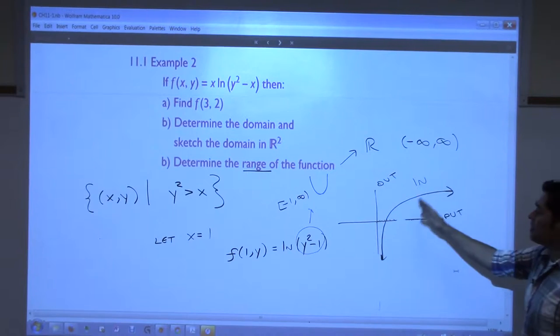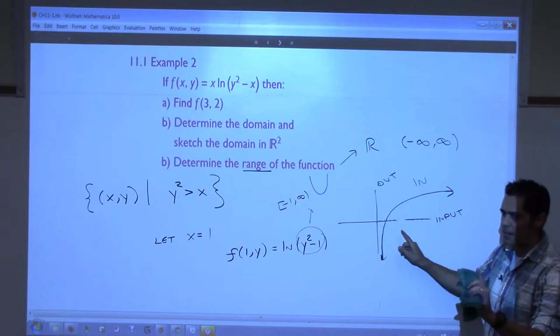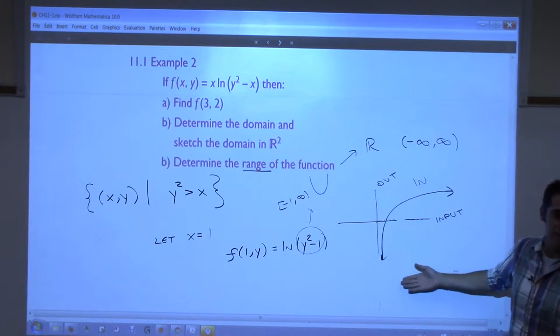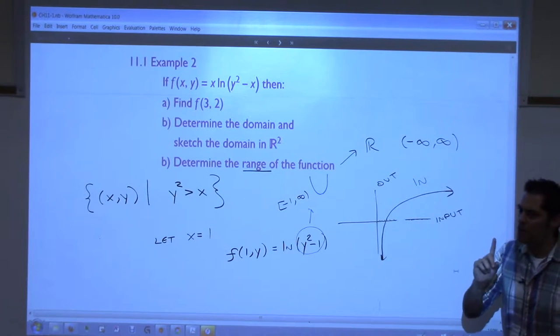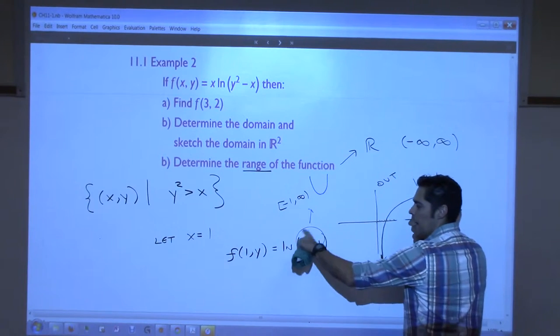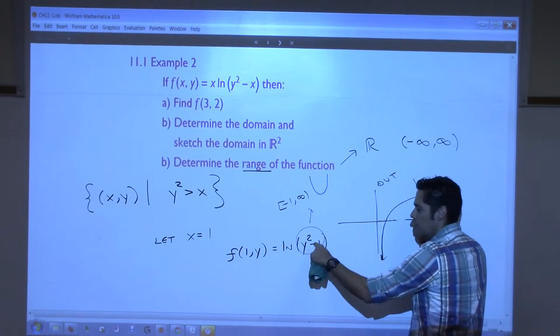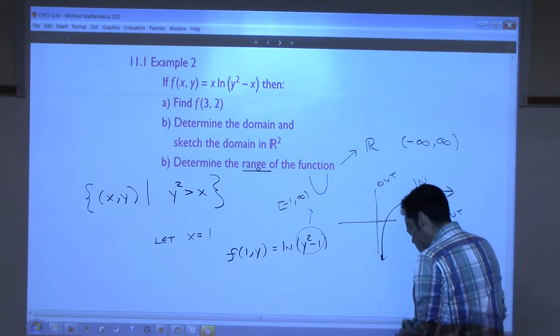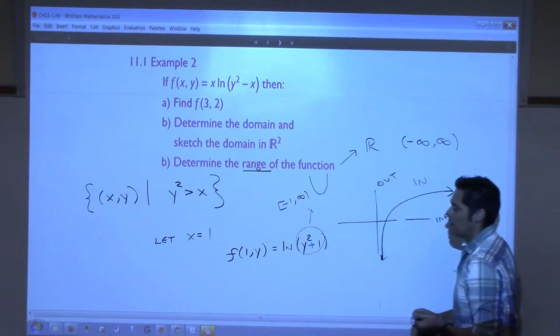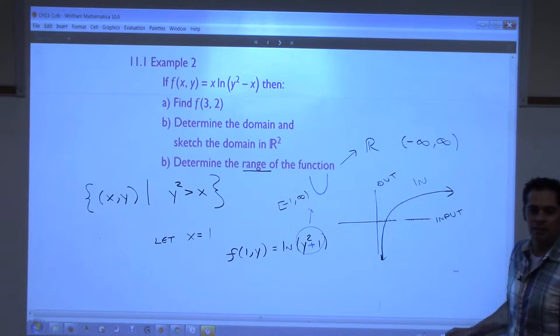Well, this graph tells you that, but this is the thing I think people are getting hung up on. Yes, of course, the range of this graph is negative infinity to infinity. But the question is, can you create every input? Does this create every input? Y squared minus 1. So let me show you an example. If I change this to plus 1, is it going to create everything?